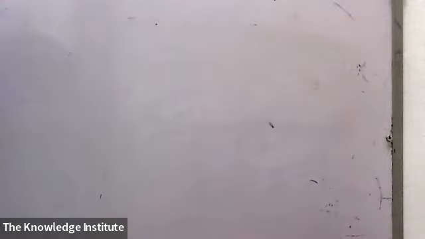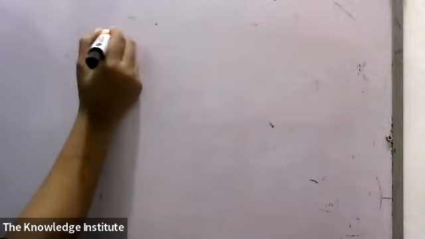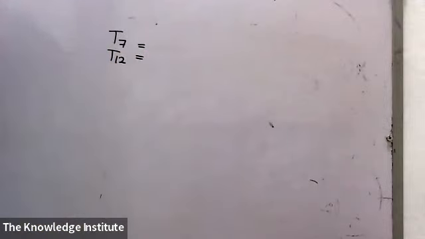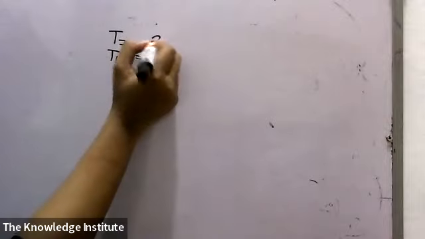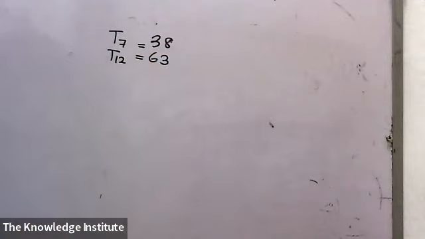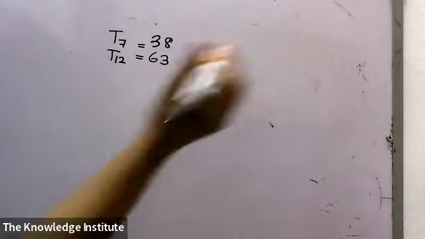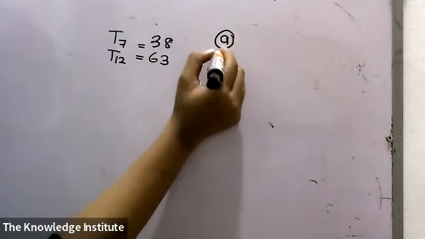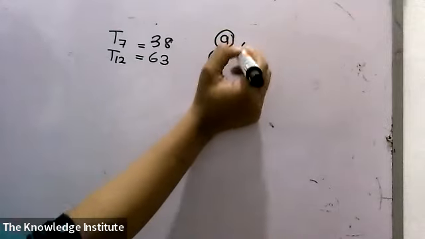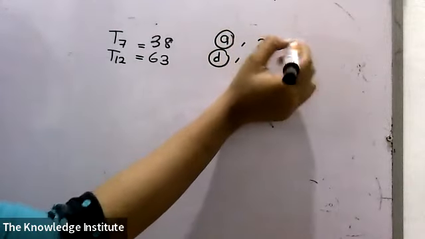Example number 4. They are telling that in an arithmetic progression, the 7th term is equal to 38 and the 12th term is 63. In this question, you are supposed to find the first term, the common difference, and additionally the 20th term.